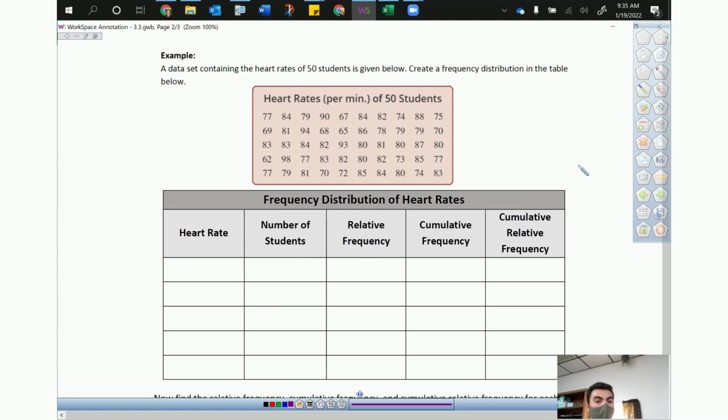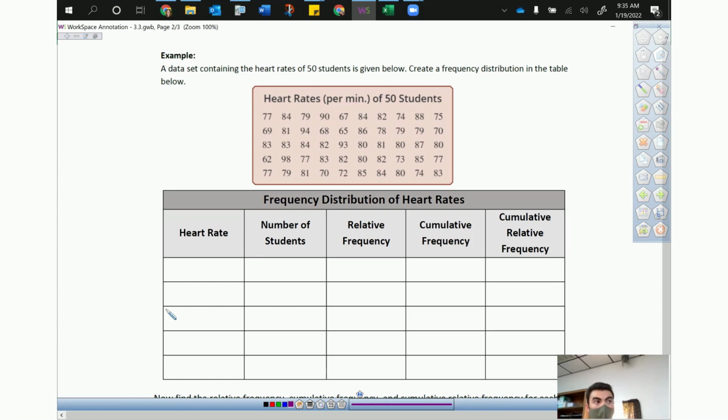So what they've given you right here is 50 heart rates of students, and they're saying we want a frequency distribution down here. Now, to create the frequency distribution, we're just going to follow those 4 steps. Step 1, determine how many classes should be in the distribution. Well, actually, this table has already done that for us. If you'll notice, they have 1, 2, 3, 4, 5. They want 5 different classes.